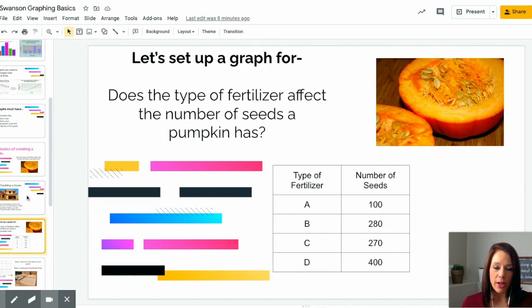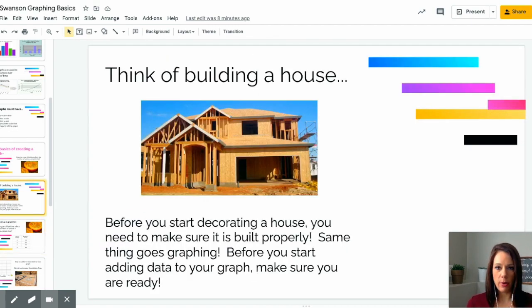How I make sure that I have all of the different parts that a graph needs is I use this method called the house method. So think of building a house. If you're a builder of a house, there's certain steps that you have to take in a certain order to make sure that your house is all set and looking good, right? Same thing goes with a graph.